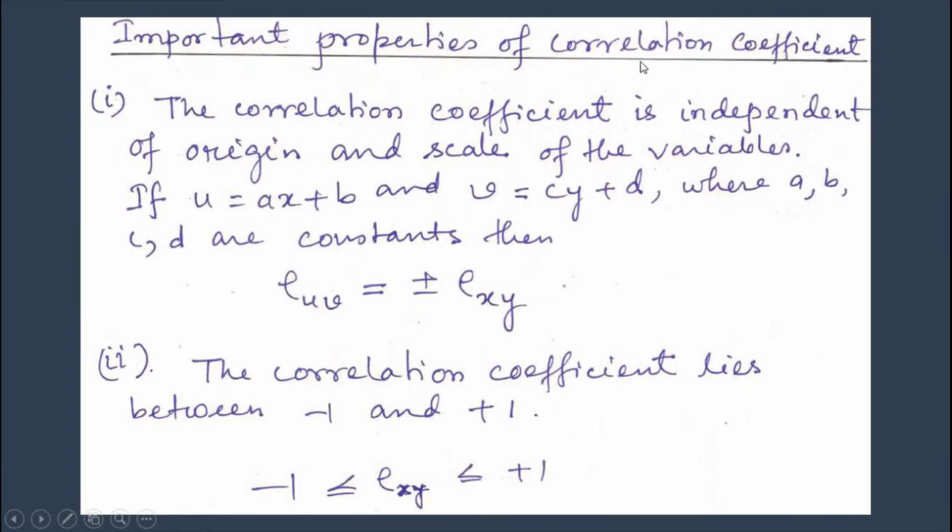Important properties of correlation coefficient. 1. The correlation coefficient is independent of origin and scale of the variables. If u equals ax plus b and v equals cy plus d, where a, b, c, d are constants, then rho uv equals plus minus rho xy. 2. The correlation coefficient lies between -1 and +1.